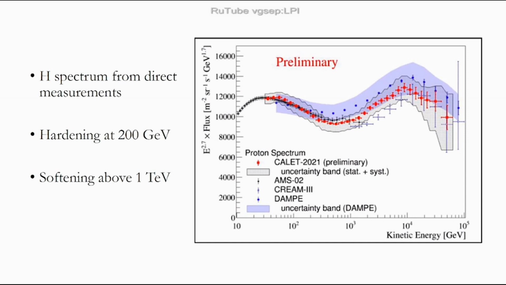We have two changes of slope in this spectrum. One is around 200 GeV, where we have a hardening, and another one is around the TeV energies, where we have a softening. And more or less all the experiments agree on this structure of the spectrum. And also other results, like those from ATIC and NUCLEON, that are not reported in this plot, agree with this spectral measurement.